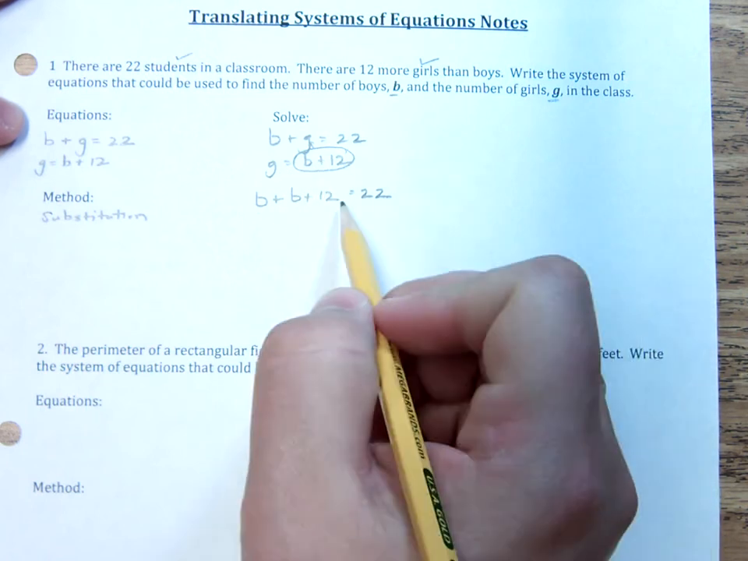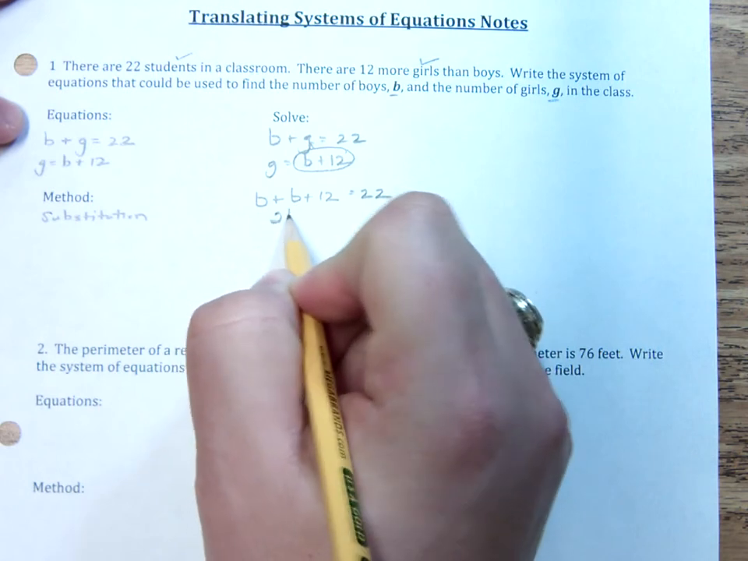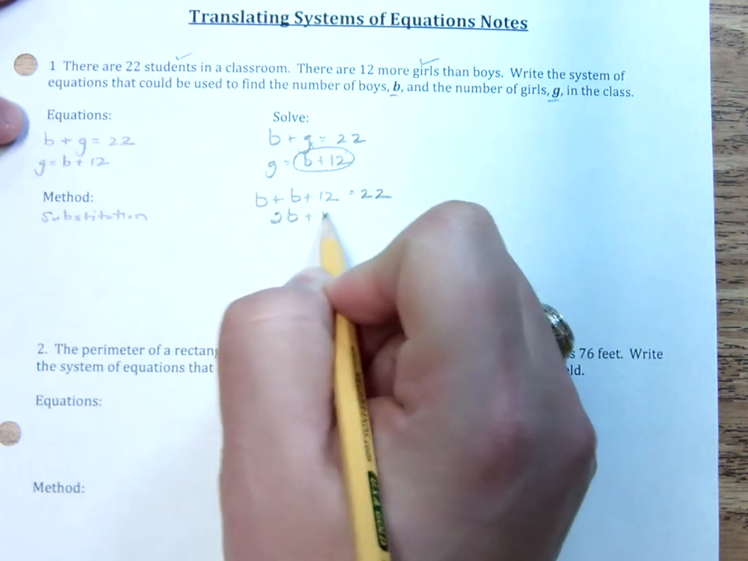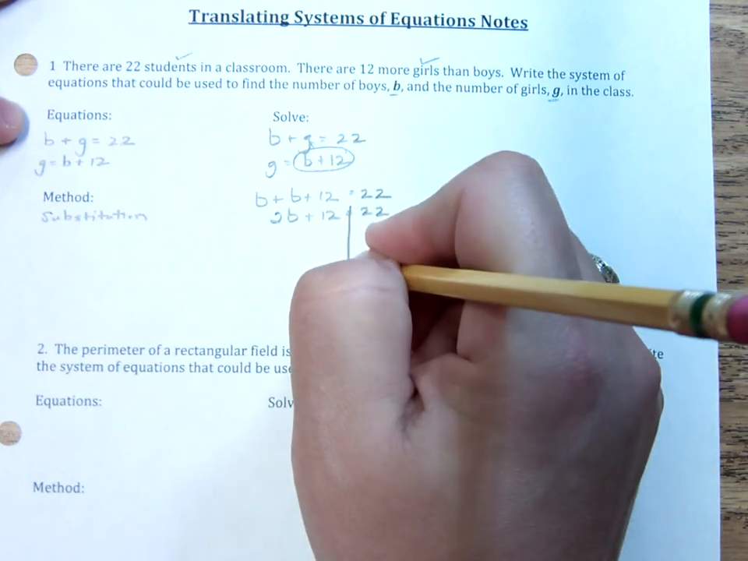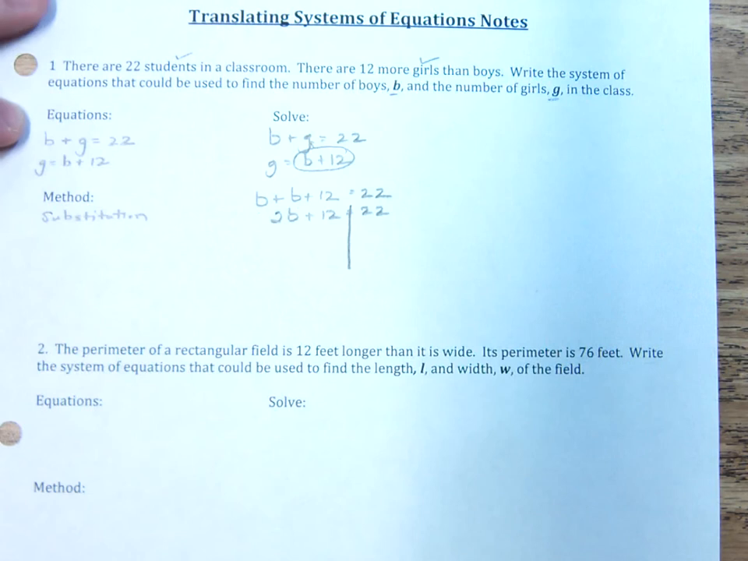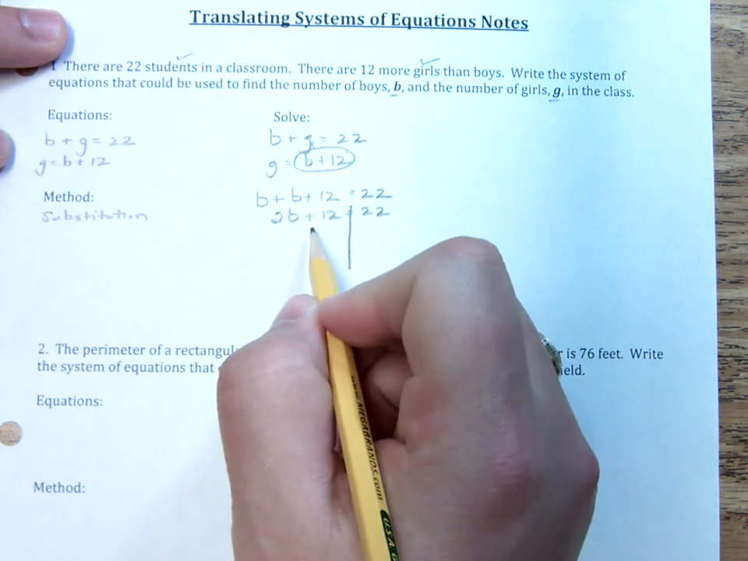And now I can just work this out because I have one variable. So I'm going to do b plus b, combine my like terms, is 2b plus 12 equals 22. And now I should be able to solve this equation like any other simple equation that we've done for so much this year. Subtract 12 from both sides.